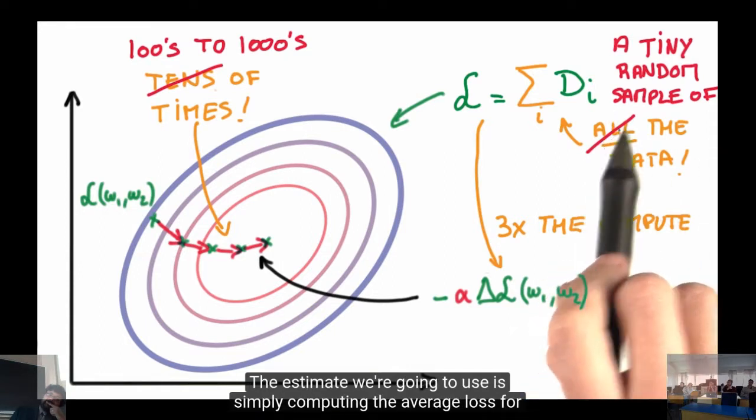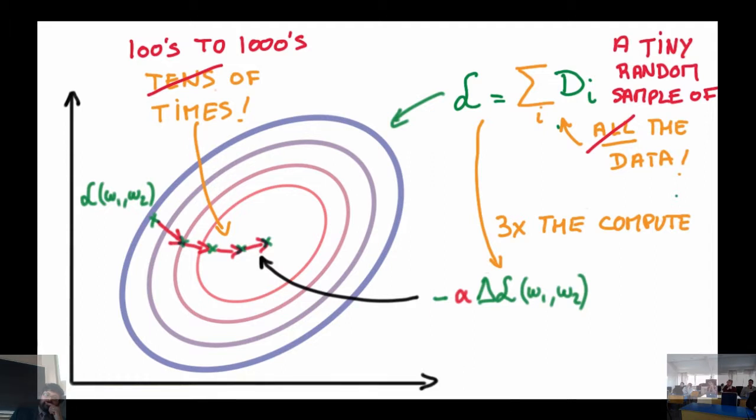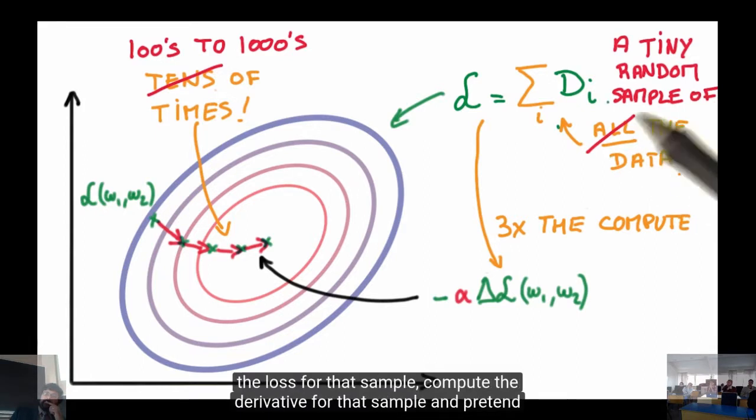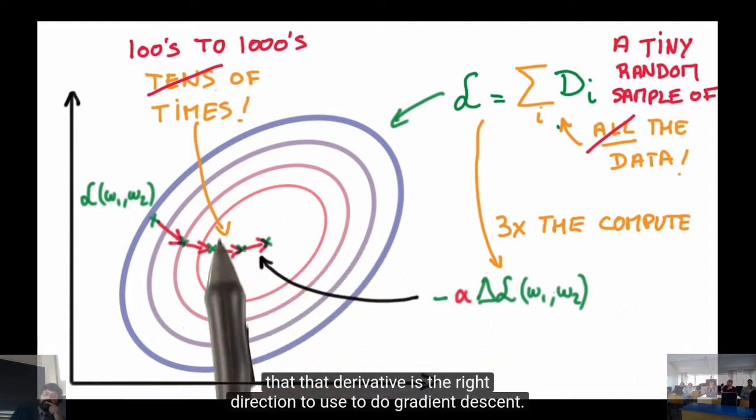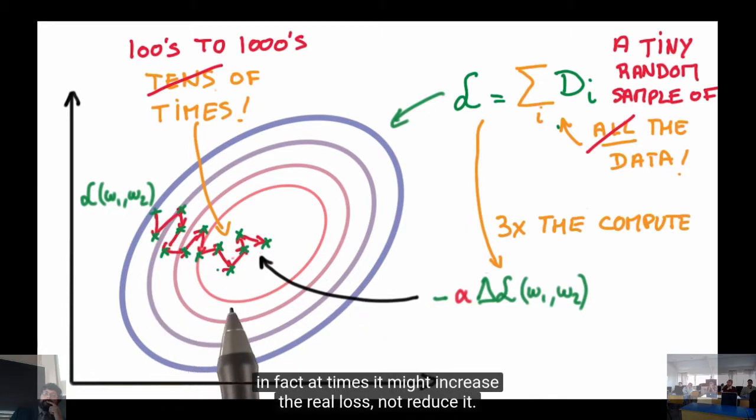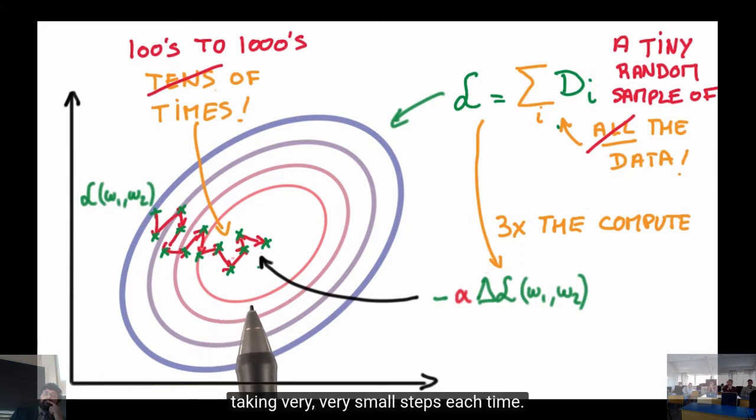The estimate we're going to use is simply computing the average loss for a very small random fraction of the training data. Think between 1 and 1,000 training samples each time. I say random because it's very important. If the way you pick your samples isn't random enough, it no longer works at all. So we're going to take a very small sliver of the training data, compute the loss for that sample, compute the derivative for that sample, and pretend that that derivative is the right direction to use to do gradient descent. It is not at all the right direction. And in fact, at times, it might increase the real loss, not reduce it. But we're going to compensate by doing this many, many times, taking very, very small steps each time.